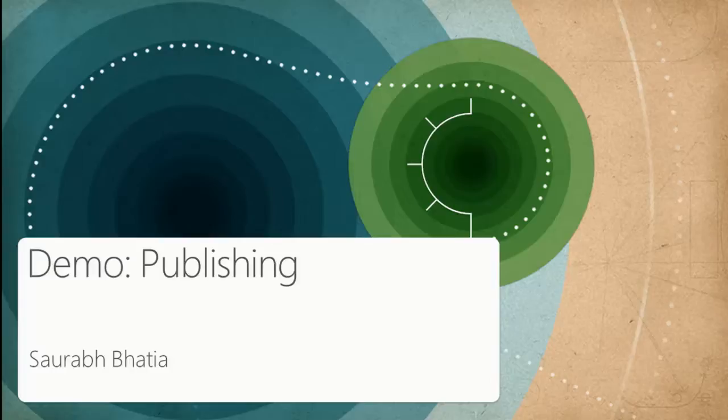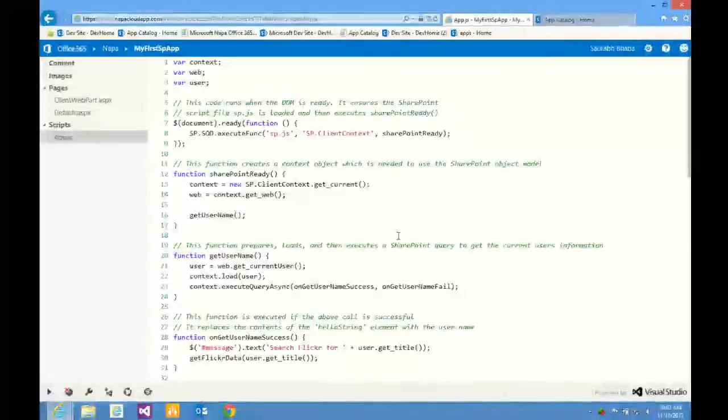All right. Thanks, Jim. So I am back in Napa now with the project that I had last worked on, the Flickr app. And what we'll do now is publish this out. This is a SharePoint-hosted app. We'll publish this out to an app catalog and see what the experience is like to install the app to the app catalog and then get it from the app catalog to the end user's dev site.